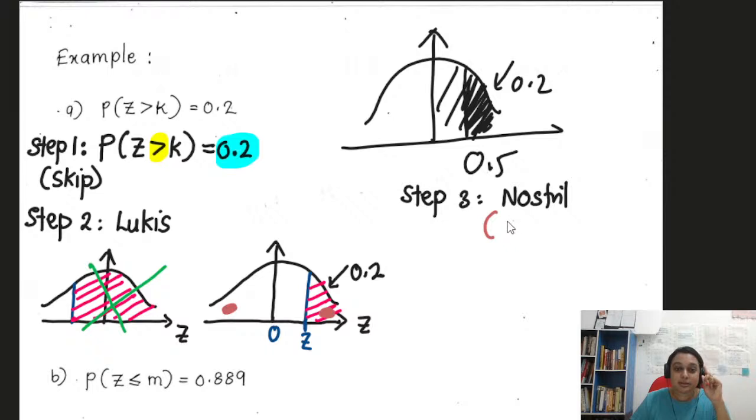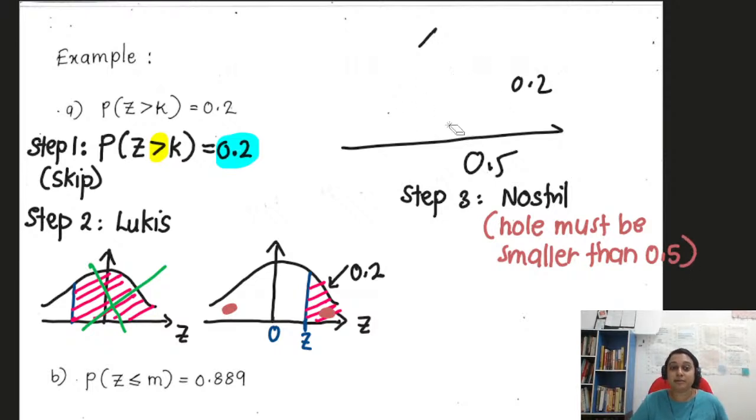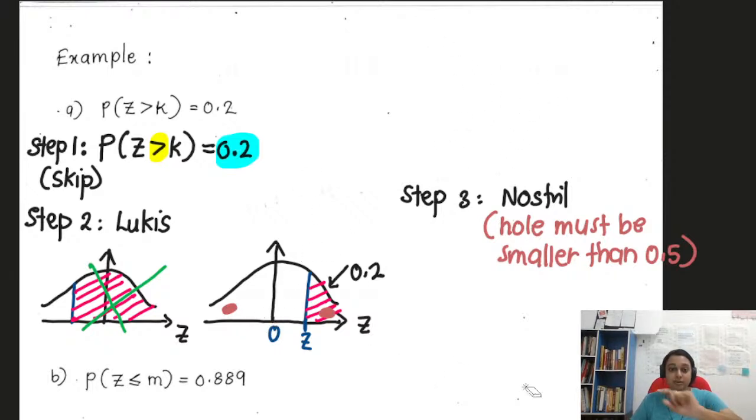The lubang hidung must be, okay, the hole must be smaller than 0.5. Kecil daripada 0.5. Lubang hidung tu mestilah dekat bahagian yang kecil daripada 0.5. So, bahagian mana yang kecil daripada 0.5? The left hand side lubang hidung or the right hand side punya? Sorry, I have to use that word lubang hidung. I mean, it's so that you can remember, okay? Okay, which side we are going to use the nostril? The right hand side, is it? This one, isn't it?